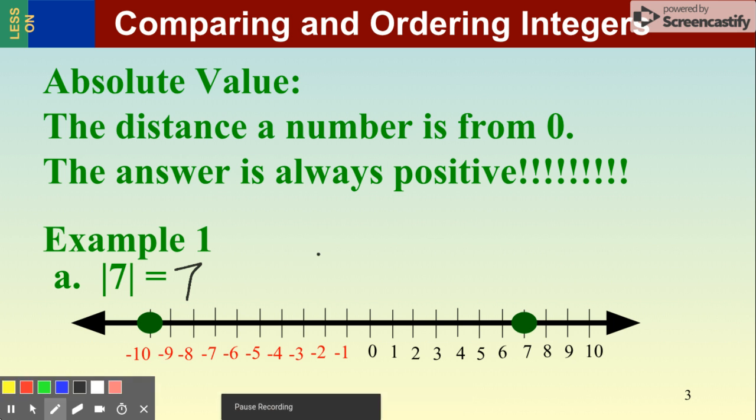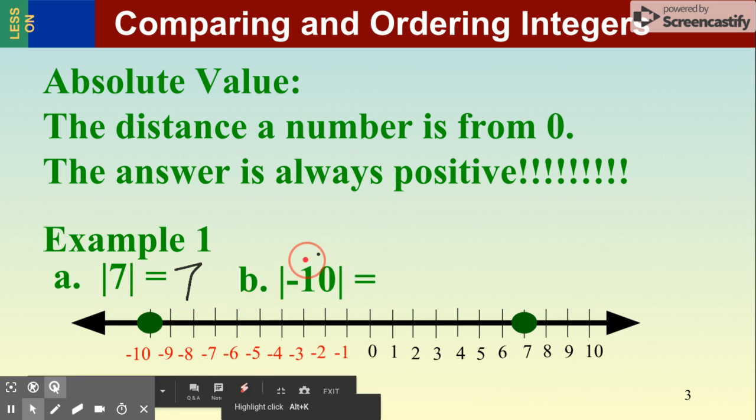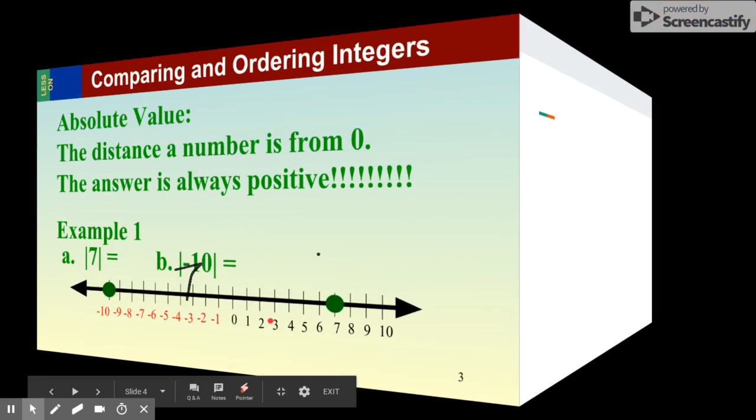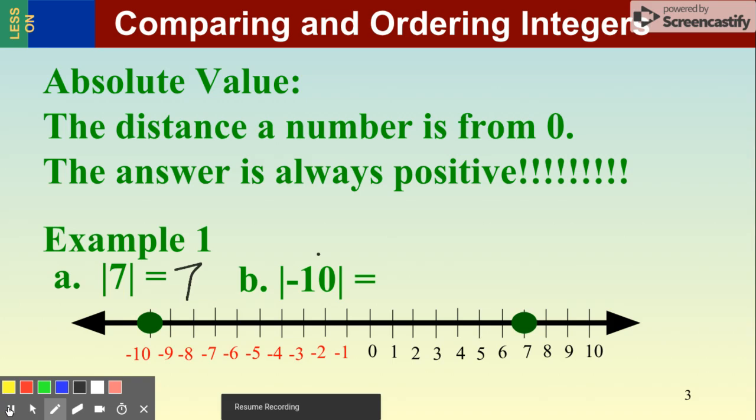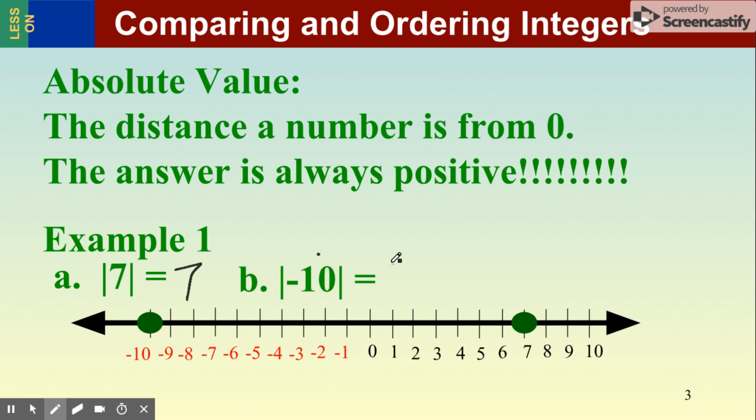Example 2. The absolute value of negative 10. That's also shown here. The absolute value of negative 10 is how far is it from 0? 1, 2, 3, 4, 5, 6. Whoopsie. Sorry about that. The absolute value of negative 10, therefore, is 10.